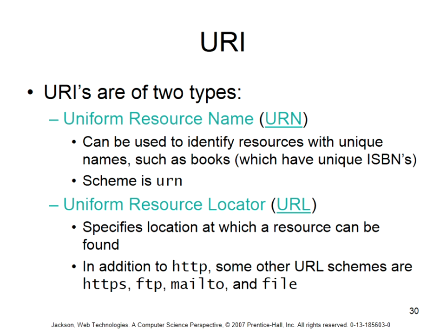So there are two types of URI. The uniform resource name, URN, can be used to identify resources with unique names, such as books, and the uniform resource locator, URL, specifies the location at which the resource can be found. So keep in mind that there are two types of URI, URN and URL.